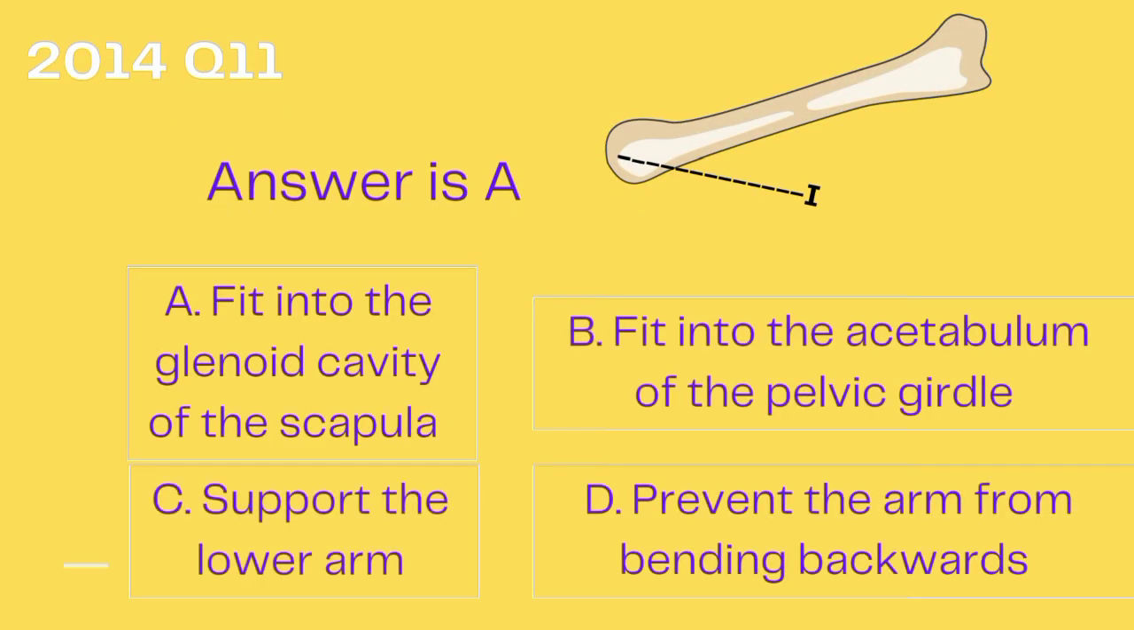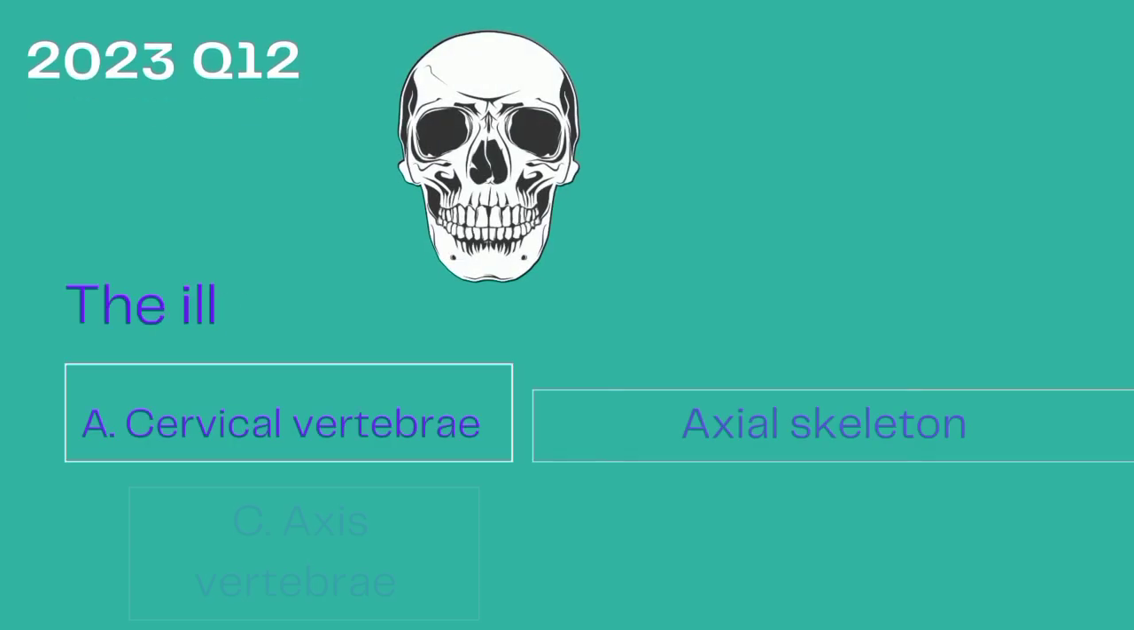The correct option is option A. The head of the humerus, labeled Roman figure 1 here, fits into the glenoid cavity of the scapula. Option B is wrong because it is the femur bone that fits into the acetabulum of the pelvic girdle. And option D is wrong because it is the elbow bone that prevents the hand from bending backward.